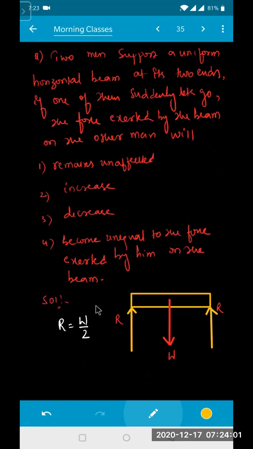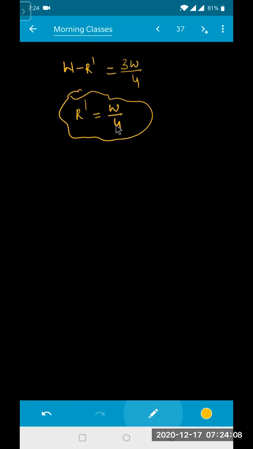Actually, how much is R? It is W by 2. When both of them were supporting, how much was it? W by 2, W by support 2. Yes sir, we have taken it away. Then how much came? W by 4. So R dash is lesser than your R. So what is the option you can write for this one right now?